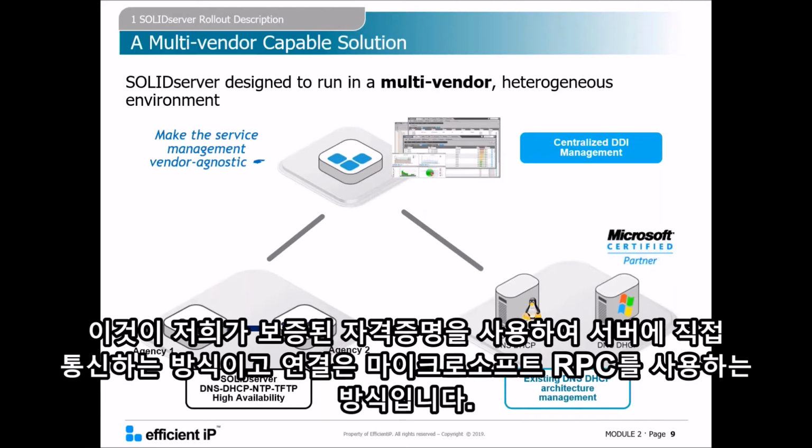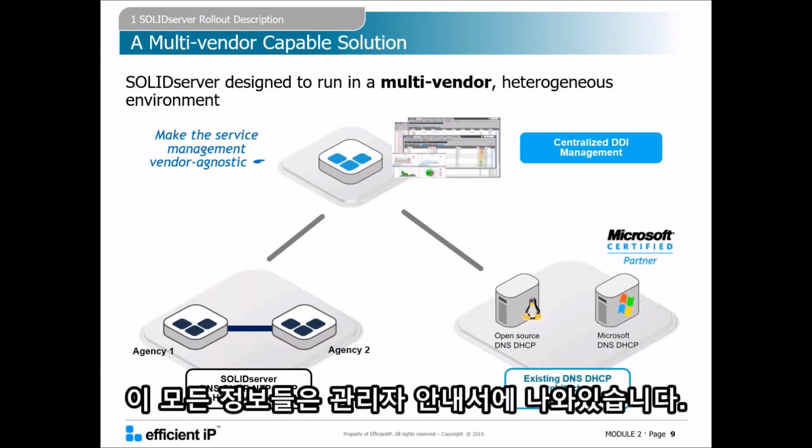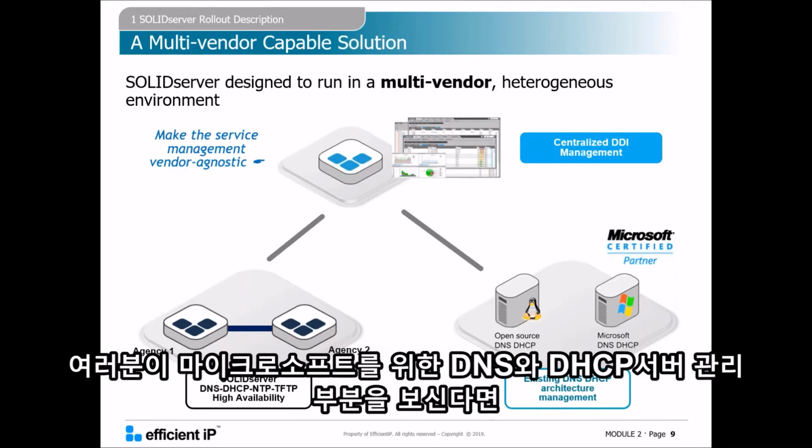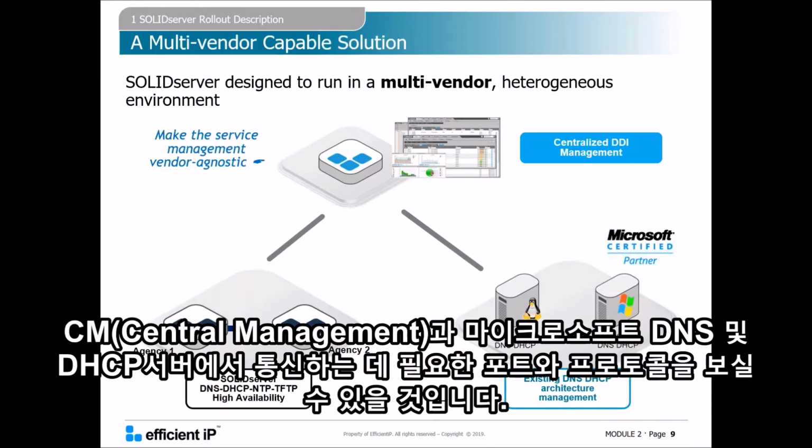On Microsoft operating systems, however, we can manage them without having any agents or software packages installed, right? We communicate directly to the servers using valid administrator credentials, and the connectivity is using Microsoft RPC. All this information is actually in the admin guide. If you look into managing DNS and DHCP servers for Microsoft, it states there the necessary ports and the protocol that is used to communicate between the CM and the Microsoft DNS and DHCP servers.